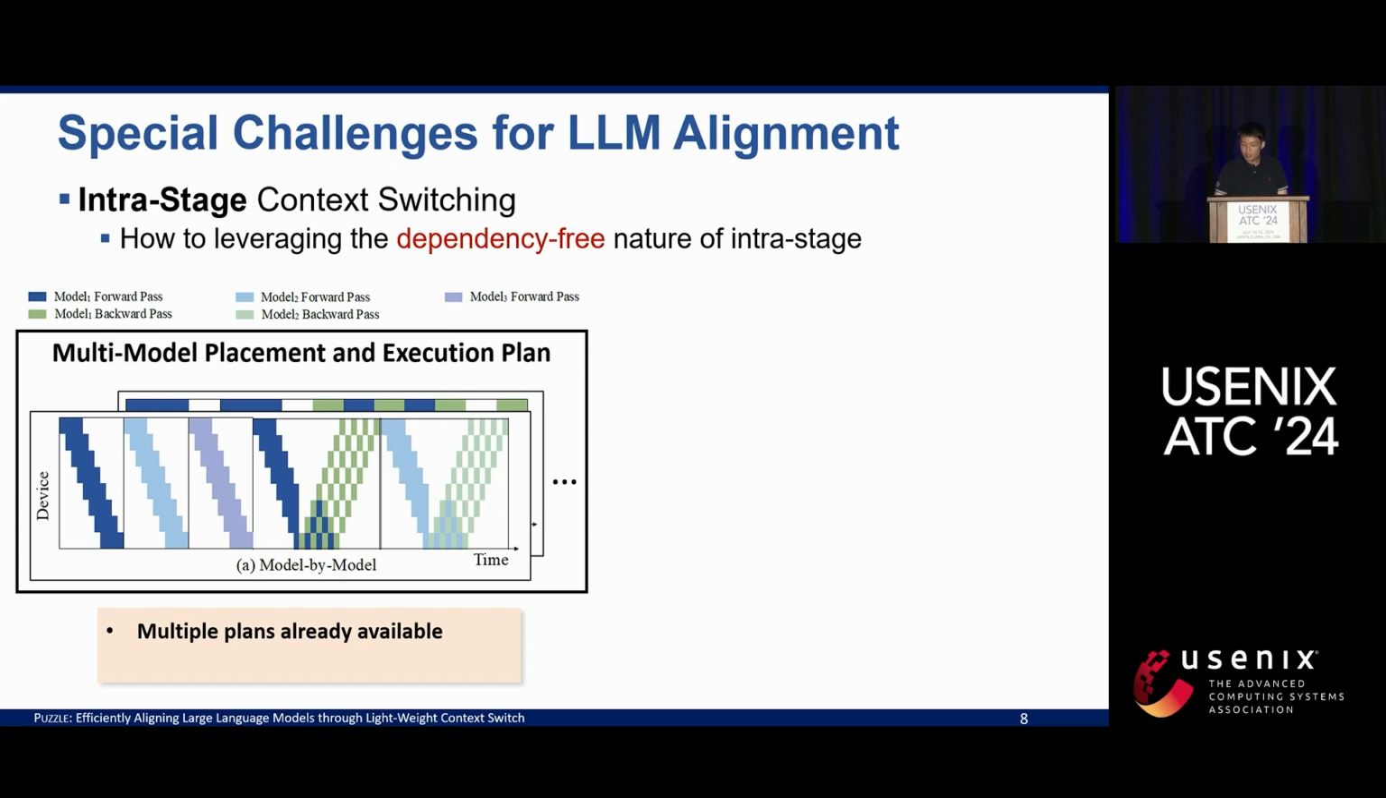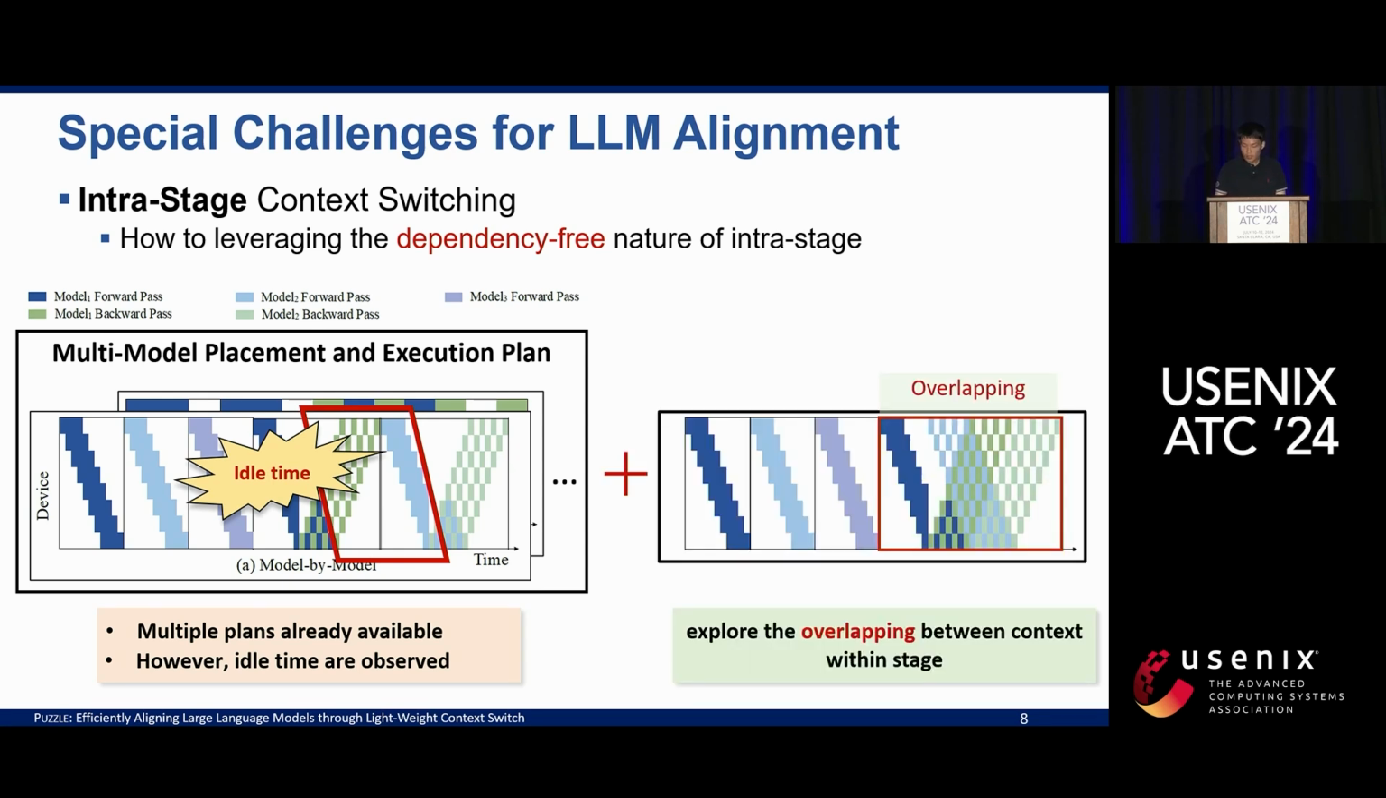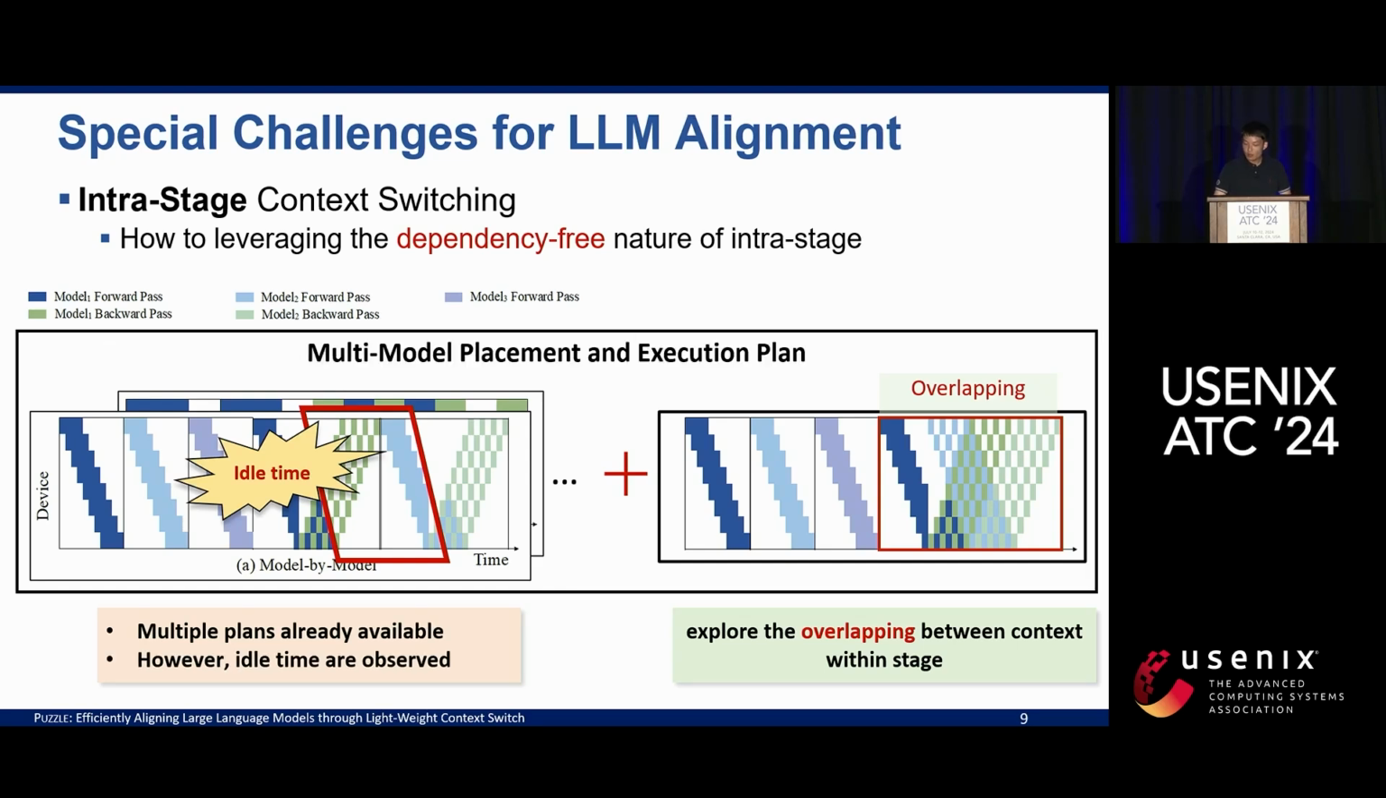already support many placement and execution plans, we observe that in the optimal plan for a stage, there is still much idle time. The reason is that model execution plans are sequential in the existing systems. If we can make use of the idle time, more efficient plans are possible. To improve the efficiency within a single stage, it's important to explore the overlaps between independent contexts. Therefore, we need to explore a larger space of placement and execution plans.